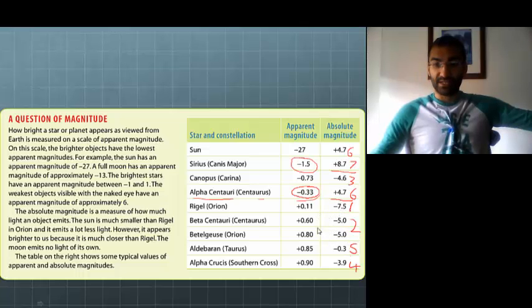Okay? If you look down here, this Beta Centauri is a lot brighter at minus 5. It just doesn't look as bright because it's further away. So that's what absolute magnitude and apparent magnitude are. You can see over here, the absolute magnitude is the measure of how much light the object actually emits, whereas the apparent magnitude is a measure of the scale, how bright the star appears as viewed from Earth.